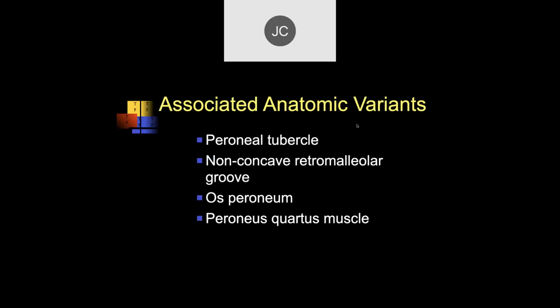As far as associated anatomic variants, there's several that we've talked about. One's a peroneal tubercle. It's a little bit more distal, but involves the peroneus longus predominantly. Non-concave retromalleolar groove, which we saw: a convex retromalleolar groove tends to lead to instability, whereas concave is stable. You can have an os peroneum. It's an ossicle within one of the tendons, probably not congenital, but most of the time due to prior injury. And you can also get a peroneus quartus muscle, as somebody referred to earlier, along with the peroneal tendons.